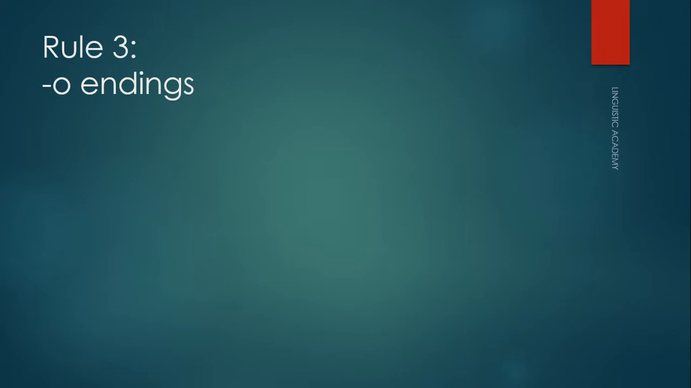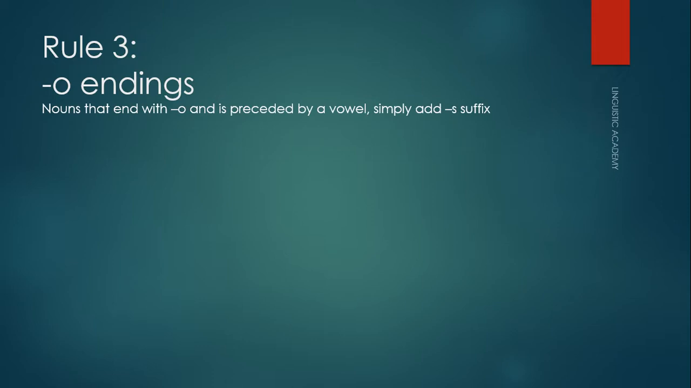Rule 3. O endings. According to Rule 3, those nouns that end with O and this O is preceded by a vowel will be changed into plural only by adding S suffix. For example, radio, radios, stereo, stereos, pistachio, pistachios. Now you see in these examples, this O is preceded by a vowel. So we are just adding simple S at the end.